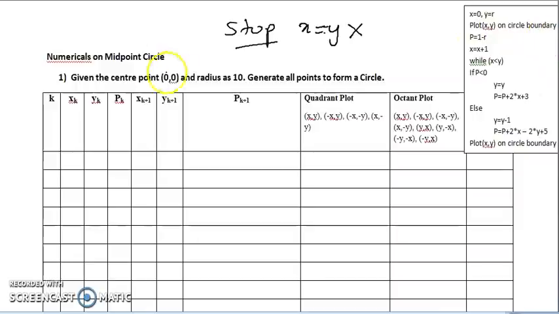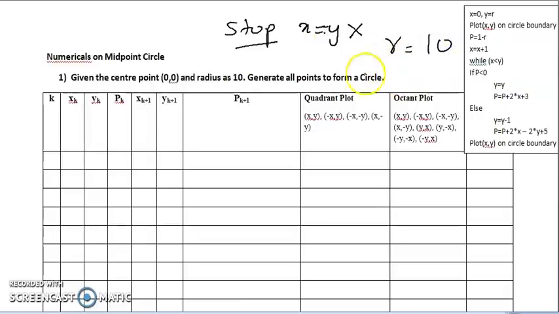So we are starting with our first problem, and the first problem says given the center point 0, 0 and radius as 10, generate all points to form a circle. For your simplicity we have given the center points as 0, 0 so that you understand the values and how you get the calculations, and the radius given to you is 10. So r is equal to 10.